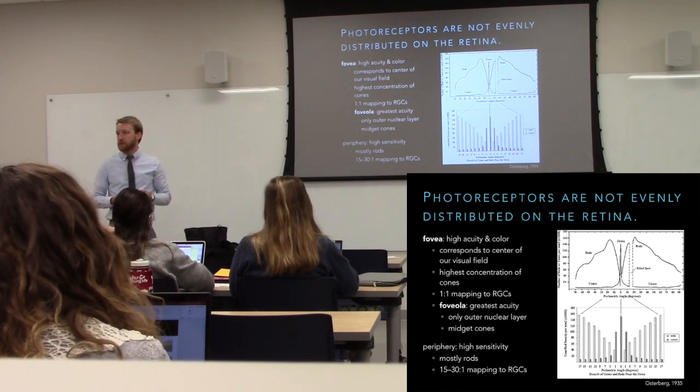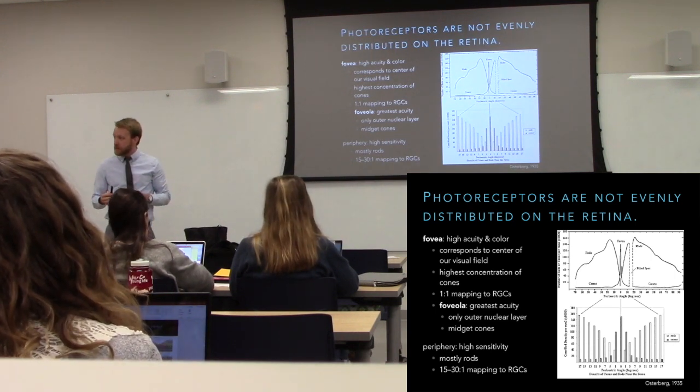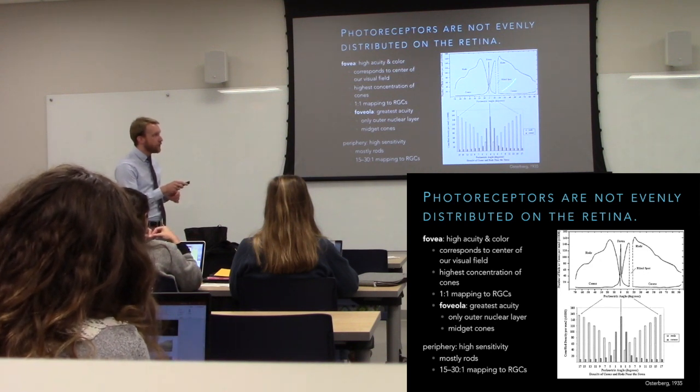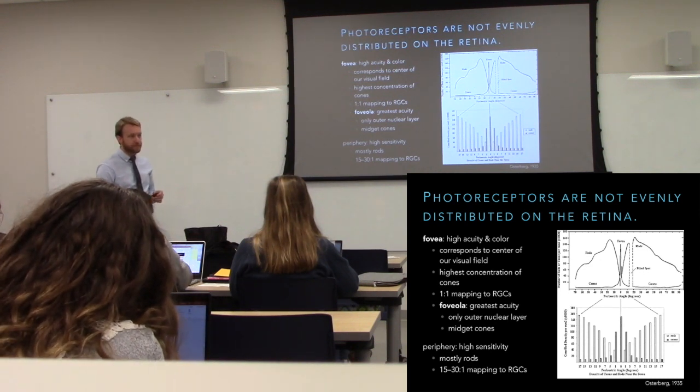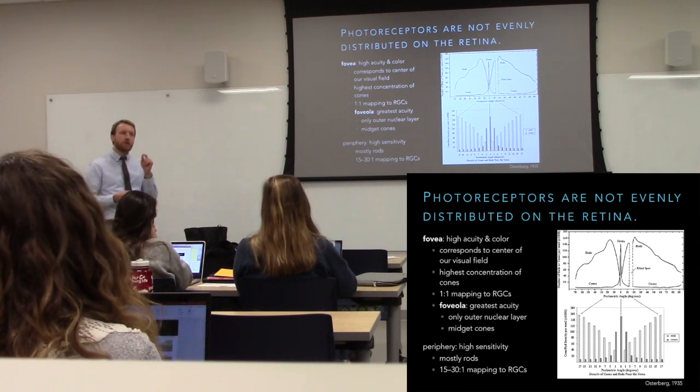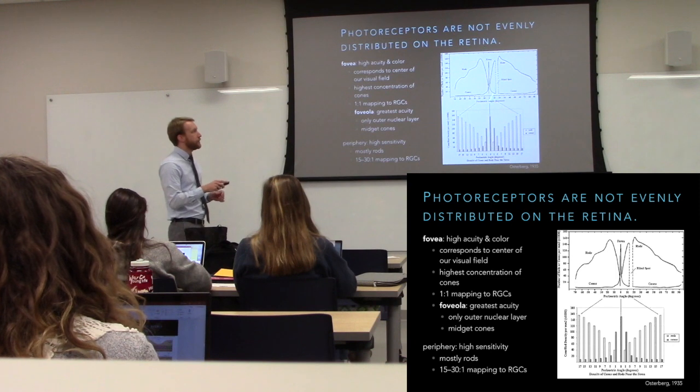I can see stuff as long as the lights are on. But when it gets dim, then the periphery is going to play a more important role. That's where we put our rods. There's also going to be greater convergence. We don't have that one-to-one mapping. We only have that one-to-one mapping right there in the fovea.